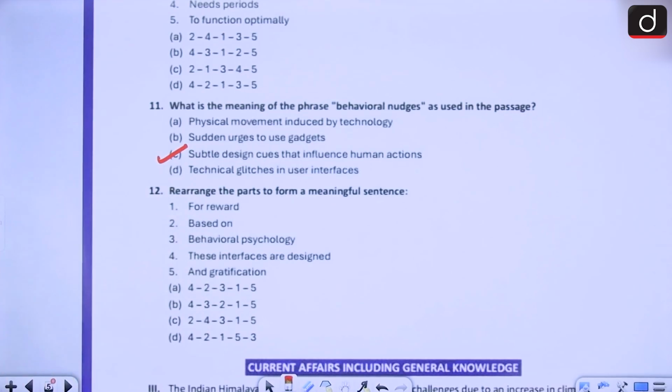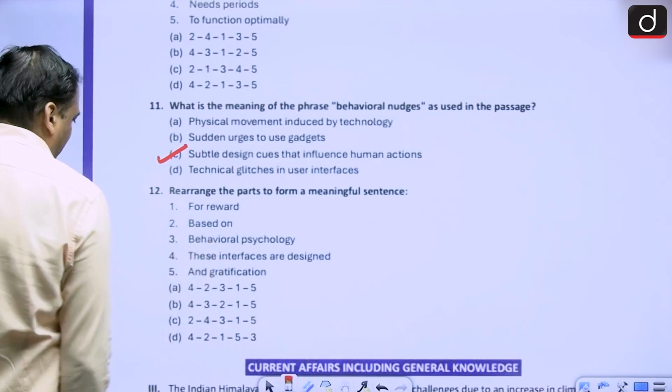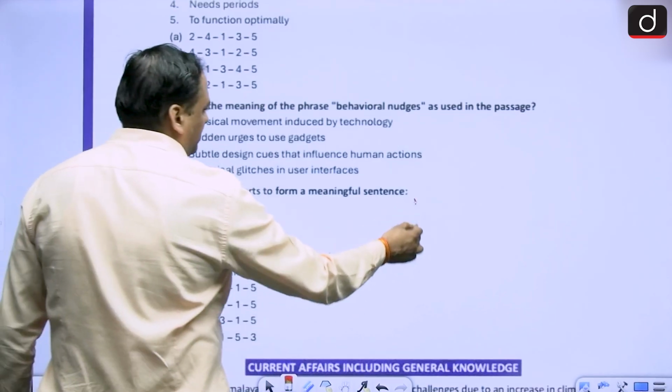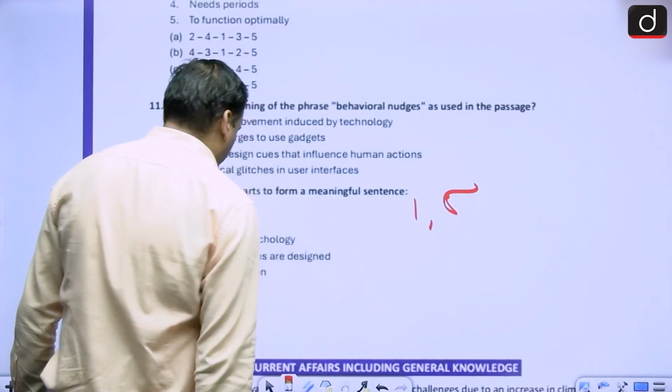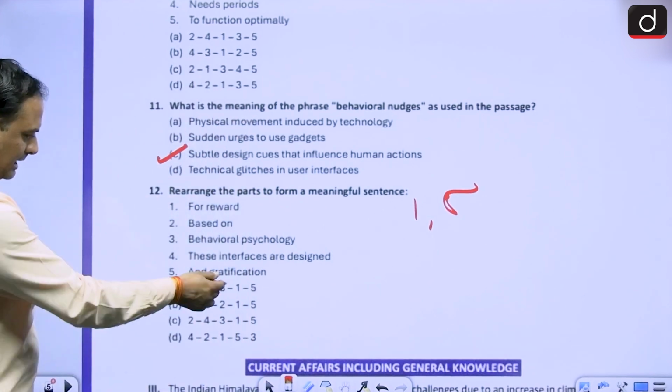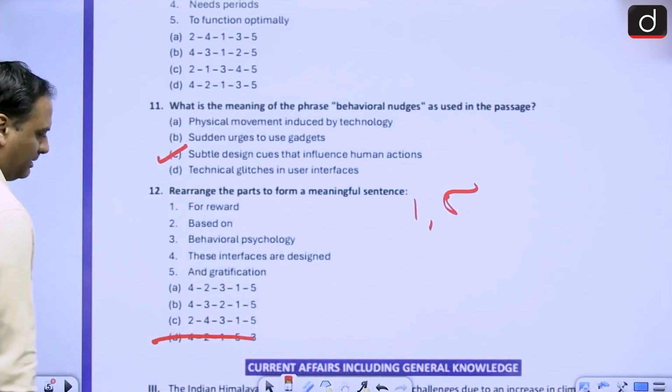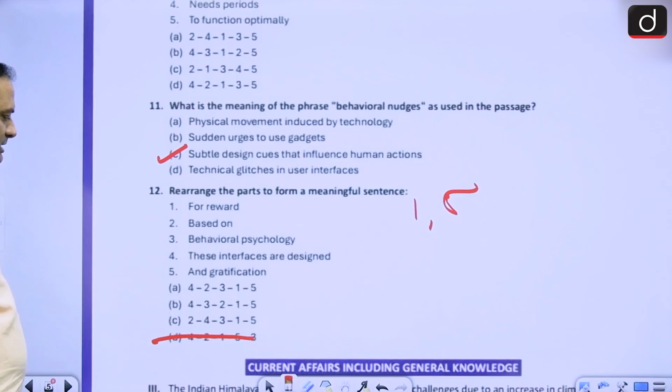And the last one, for forward: based on behavioral psychology, these interfaces are designed for gratification. So what should be the forward for reward and gratification? 1 and 5th will be joined together. 1 and 5th, where are they? In these. So this is not applicable in these three. These three should be the answer.